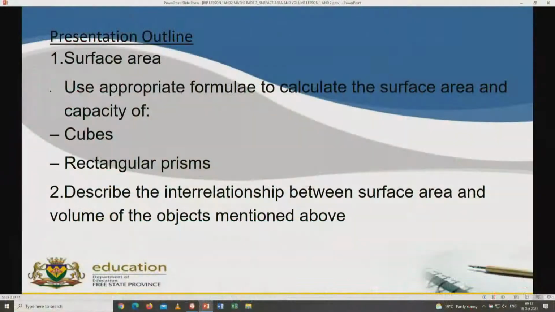Let us quickly look at the presentation outline for this lesson 1, which is combined with lesson number 2. We will look at the surface area, use appropriate formulae to calculate the surface area and capacity of the cubes, as well as rectangular prisms, and describe the interrelationship between the surface area and the volume of the objects as mentioned above.